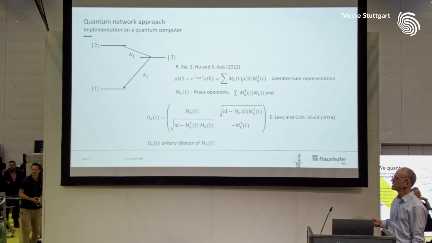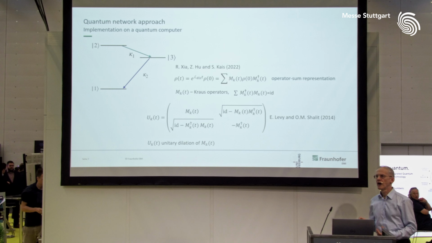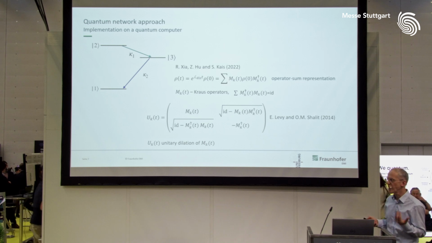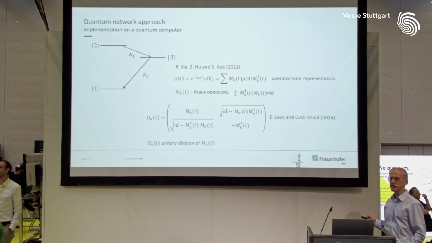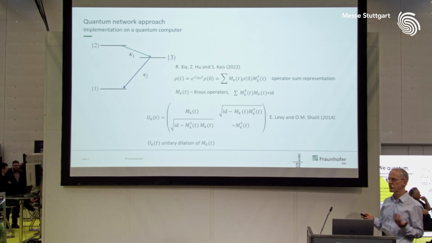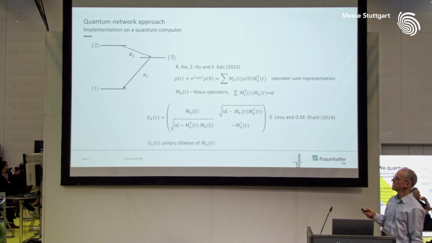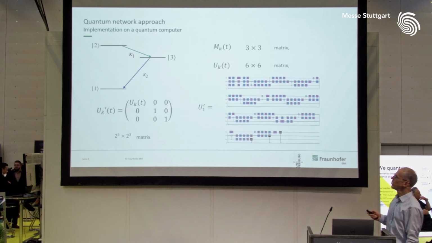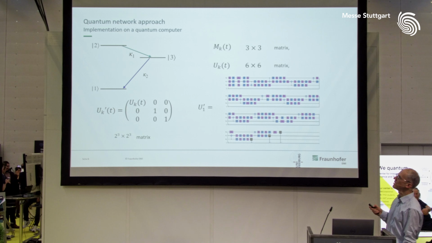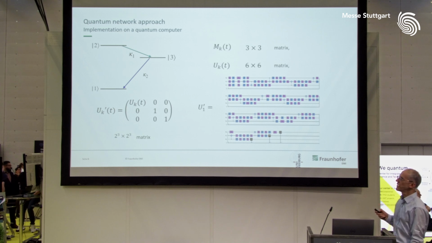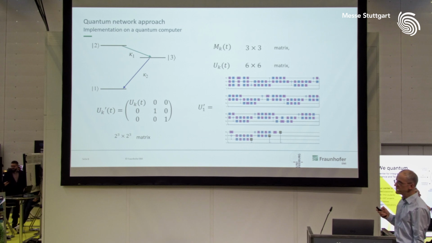And as you see from the structure of this operator, its dimension is twice as large as the dimension of the Kraus operator. And it can be shown that this is the minimal possible dilation for this kind of problem. Then I give you an example. So we have a 3x3 three-level system. Then the Kraus operators are 3x3 matrices, and correspondingly, the unitary dilations are 6x6 matrices.